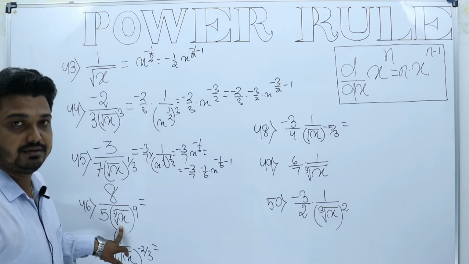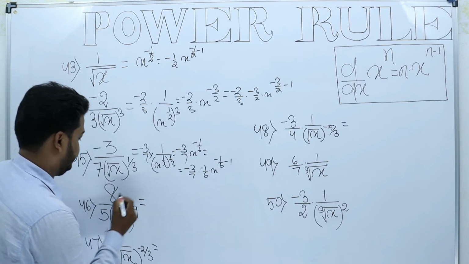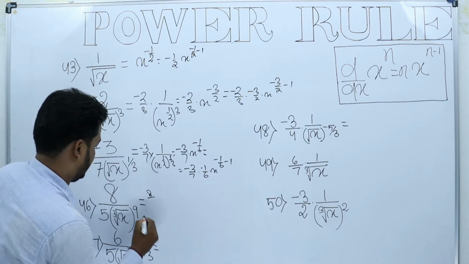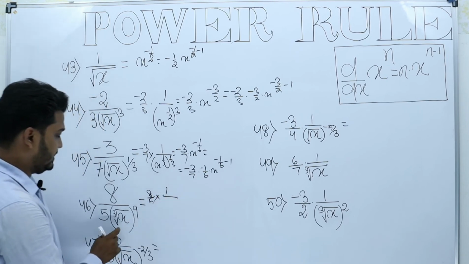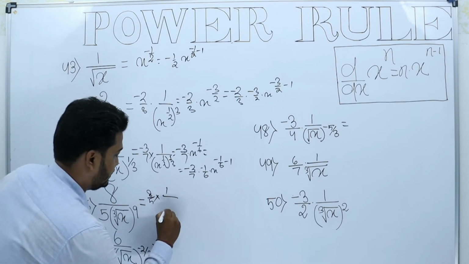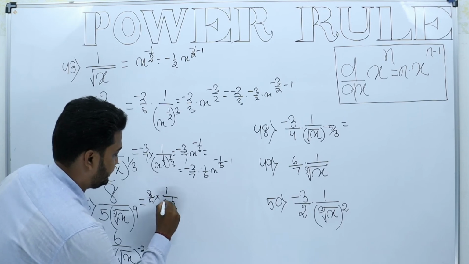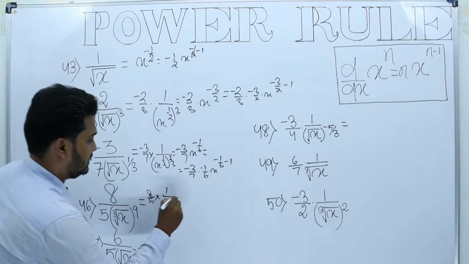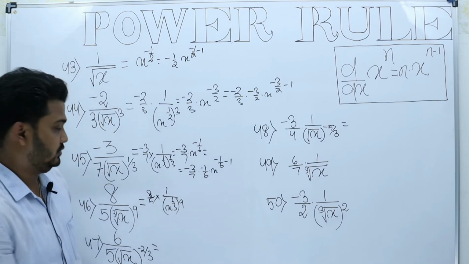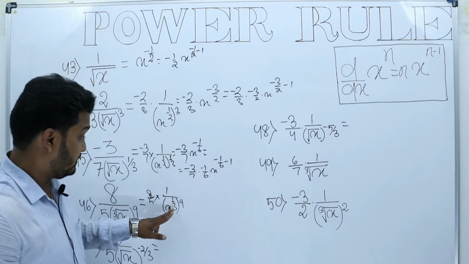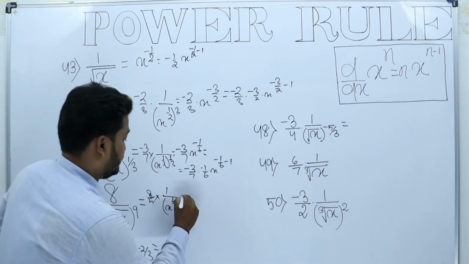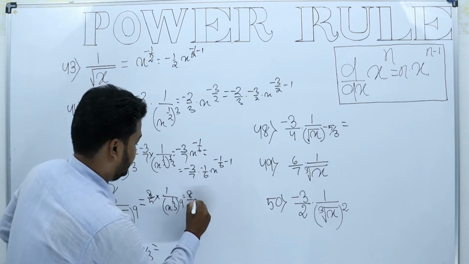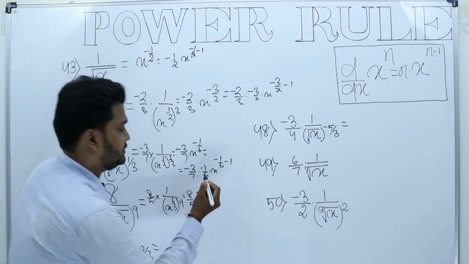root cube x power is 9. So I am writing the constant first, that is your 8 by 5 into 1 by root cube x. So x power is 1 by 3 and whole power is 9. Power of power will get multiplied, 1 by 3 into 9 is only 3. In the denominator the power is 3, but in the numerator the power is minus 3.